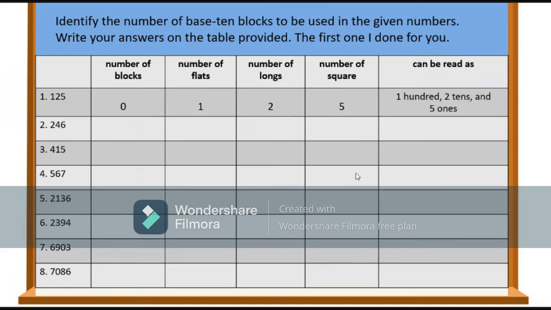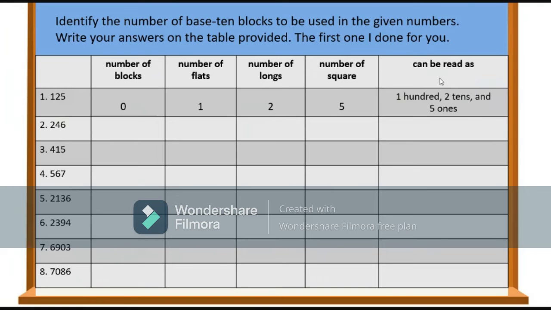So number 1 is 125. So there's no blocks. So we put 0. So how many is the number of flats here? So we have 1. So write 1. Okay, then number of longs. How many longs? So we have 2 longs or 20. Number of squares. How many squares or in ones place? So we have 5. So we can read this as 100, 2 tens, and 5 ones.